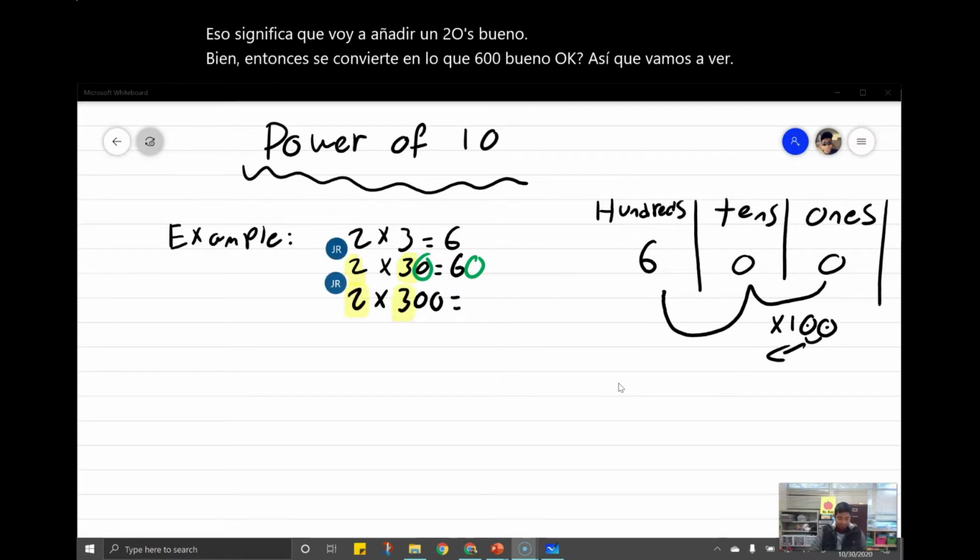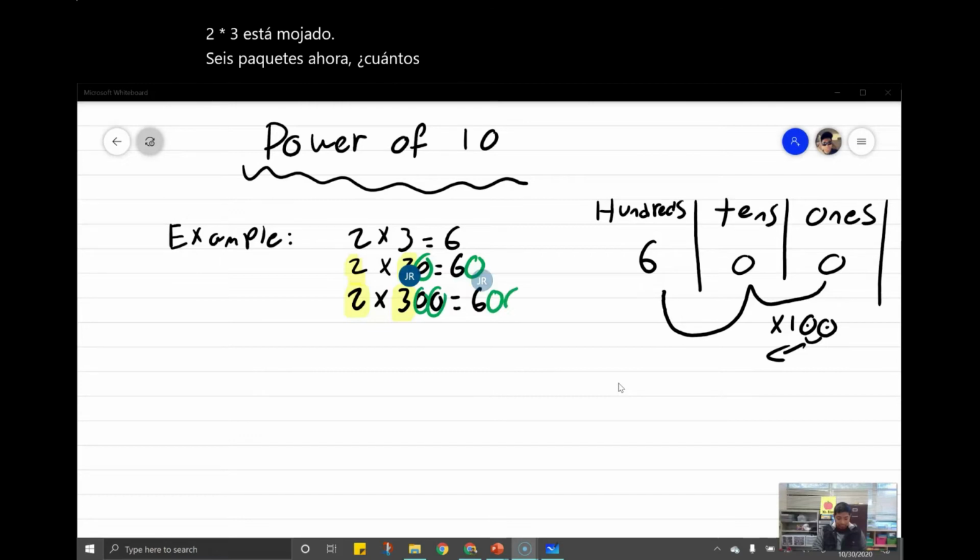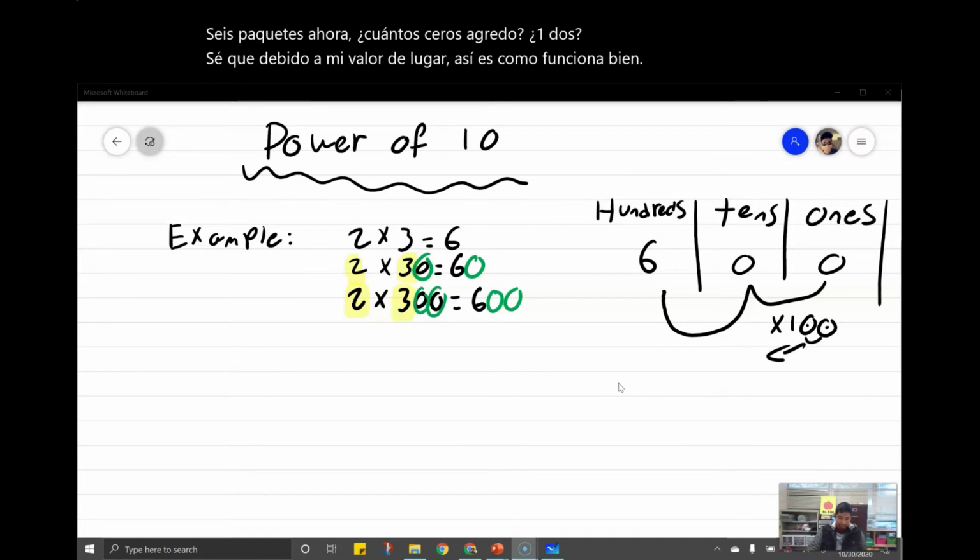Okay, so let's see. 2 times 3 is what? 6. Good. Now how many zeros do I add? 1, 2. 600. Look at that. Okay. I know that because of my place value. That's how that works, okay? So here is a trick, okay?